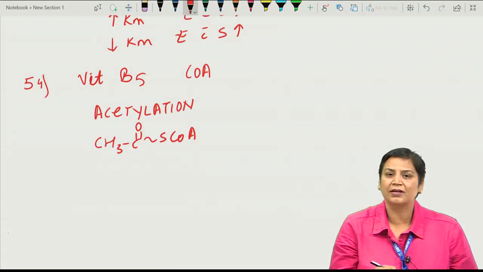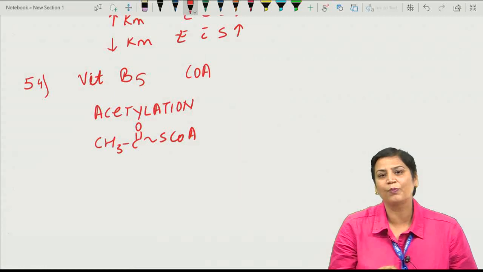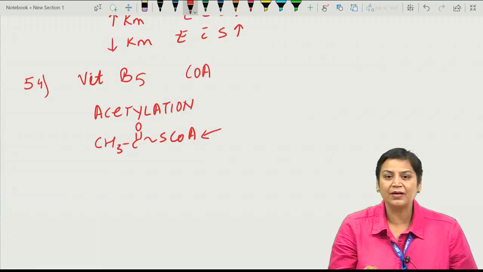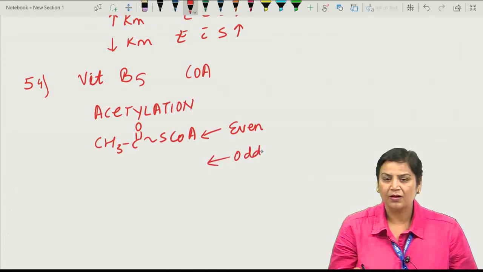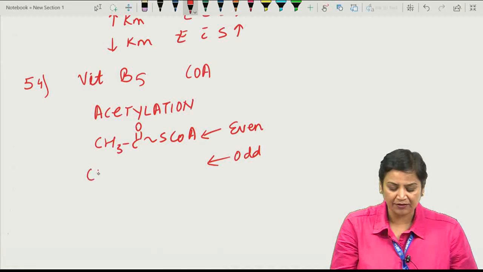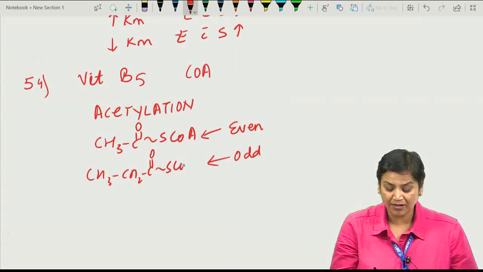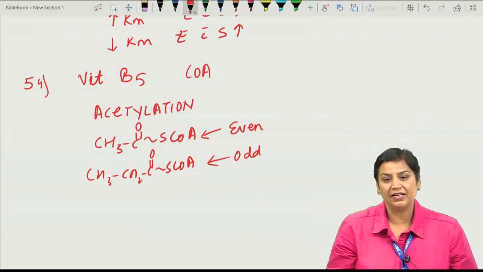and if it combines with propionic acid, it forms propionyl CoA. Acetyl coenzyme A is the end product of even chain fatty acids, and propionyl-CoA is the degradative product of odd chain fatty acids. So basically it is regulating what? It is regulating acetylation.